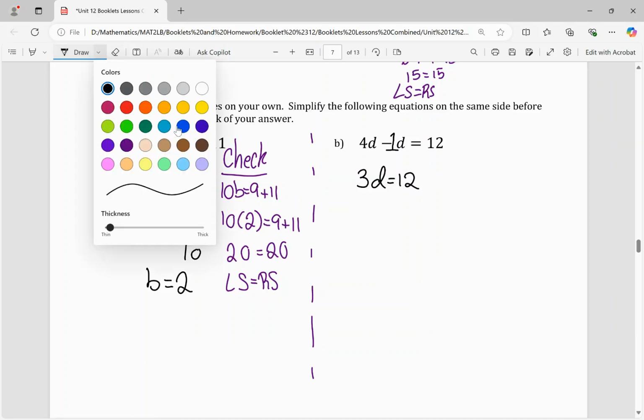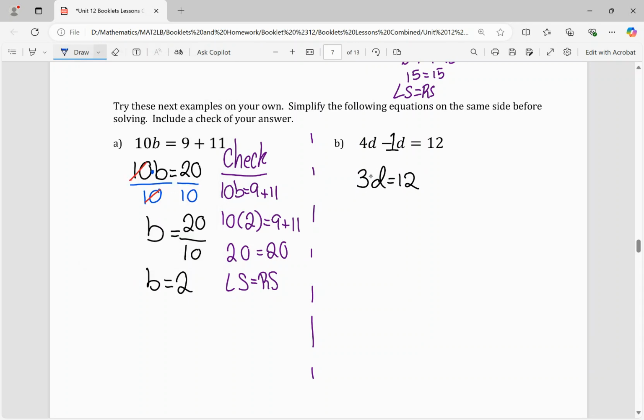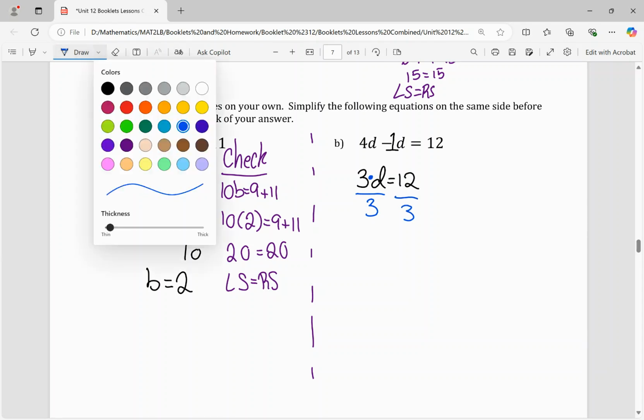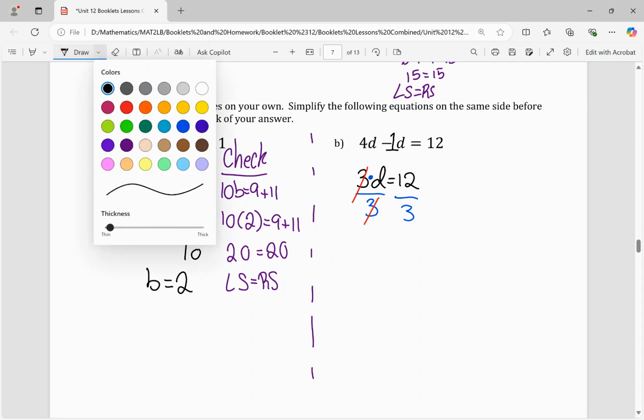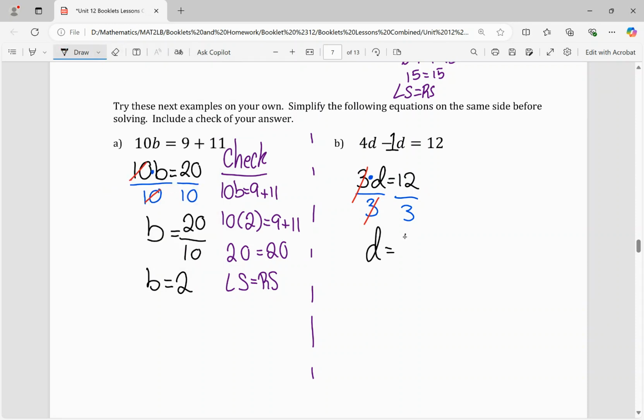And again, we are going to be using opposite operations. So we're dividing the left-hand side by 3, which is the opposite of multiplying by 3. And that means that we also have to divide the right-hand side by 3. So these 3's cancel out, and we get that d is equal to 4. Because 12 divided by 3 is 4.